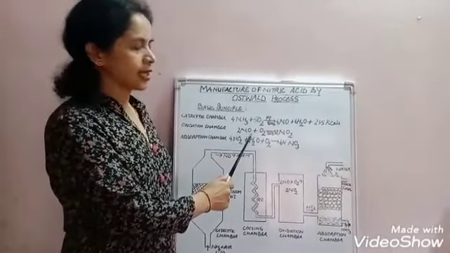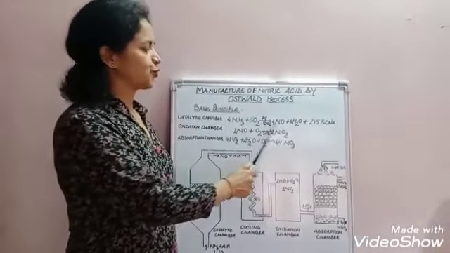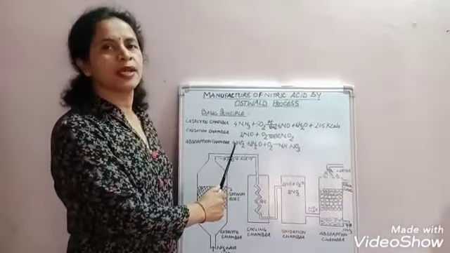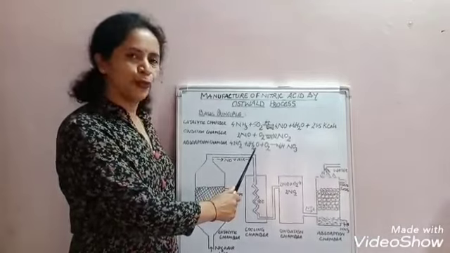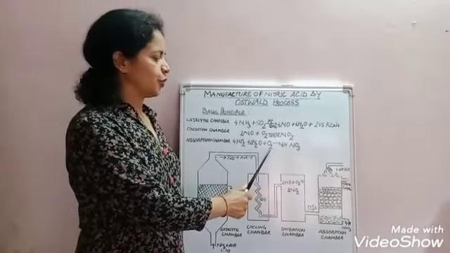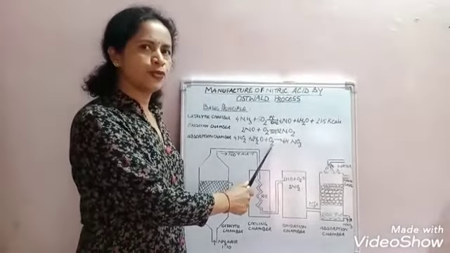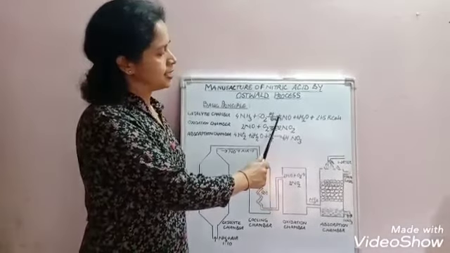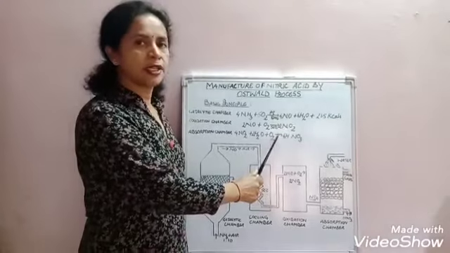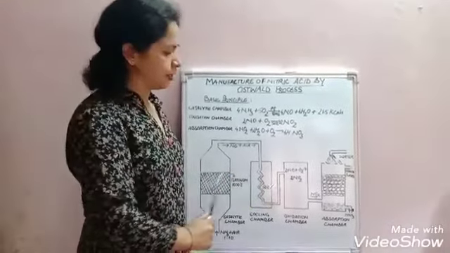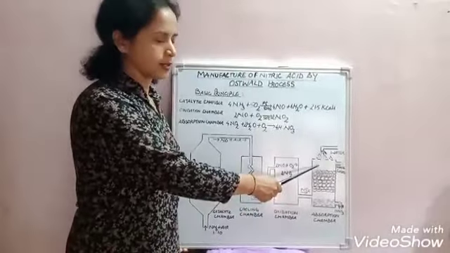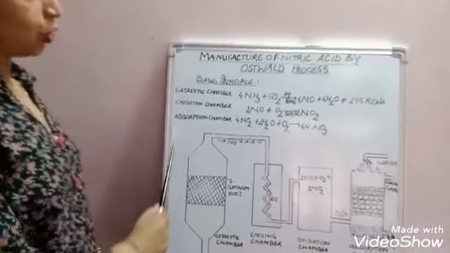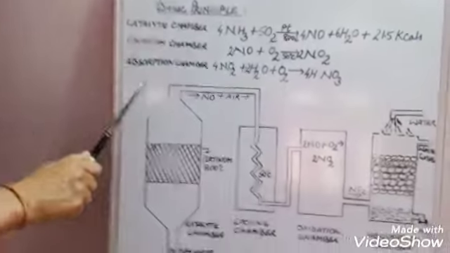Then nitric oxide further gets oxidized to form nitrogen dioxide, and this nitrogen dioxide is absorbed in water in the presence of oxygen obtained from air to form nitric acid. These three reactions take place in different chambers of this process. This is the diagrammatic representation of Ostwald's process.